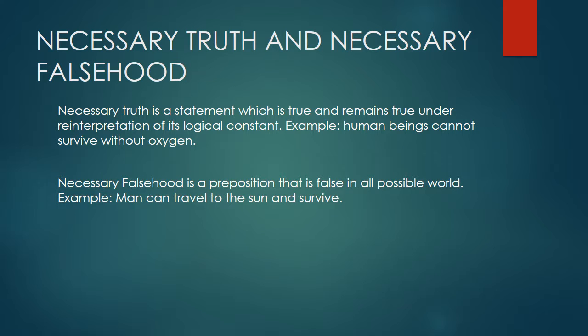Necessary truth and necessary falsehood. A necessary truth is a statement which is true and remains true under reinterpretation of its non-logical constants. Example would be, human beings cannot survive without oxygen. This statement is true and remains true under reinterpretation. Necessary falsehood is a proposition that is false in all possible worlds. Example, man can travel to the sun and survive. This is a false statement, since scientists have come up with facts that the sun is the hottest object in our solar system and no living thing can survive on it.